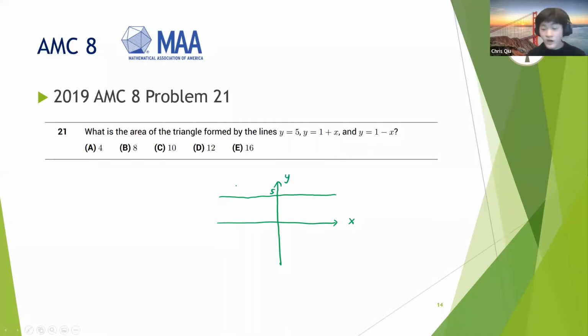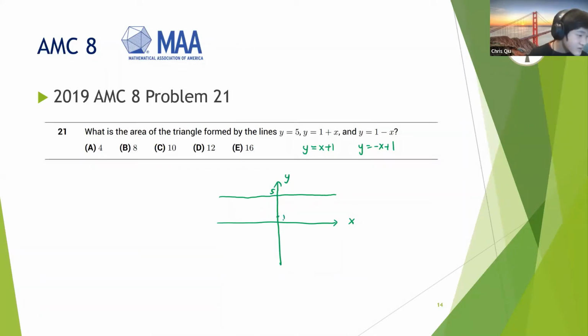And then we're going to draw the lines y equals 1 plus x and y equals 1 minus x. So we can write these both in slope-intercept form. This equation is the same as y equals x plus 1, and this equation is equivalent to y equals negative x plus 1. And so one thing you can notice is that both of these equations have y-intercept at (0, 1).